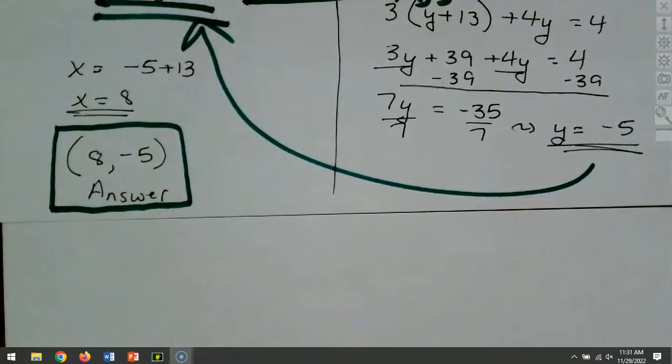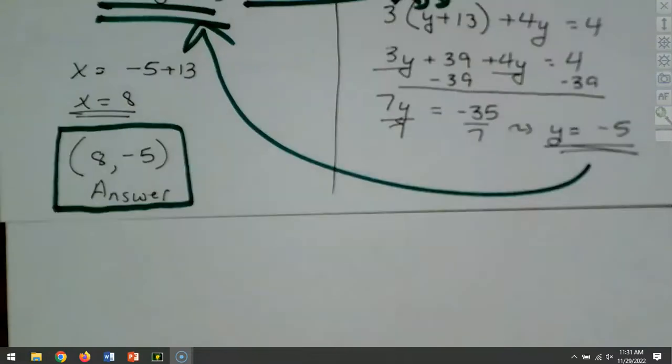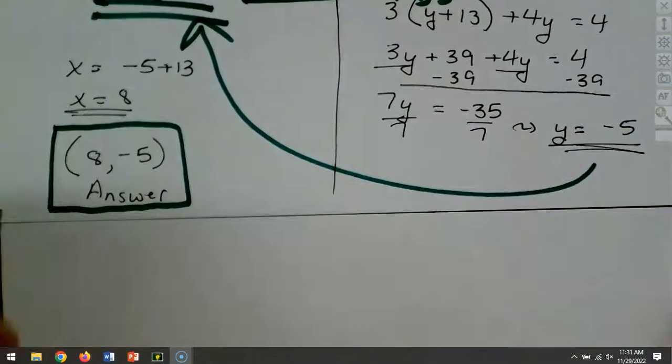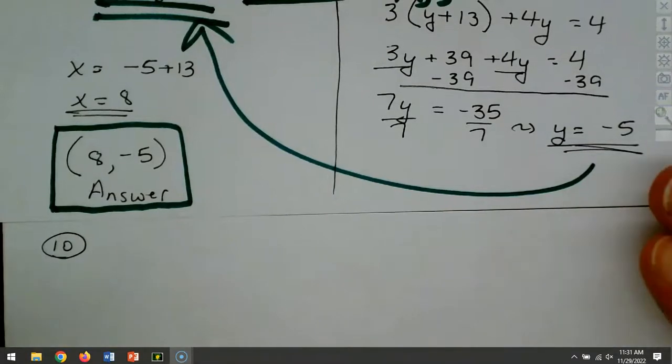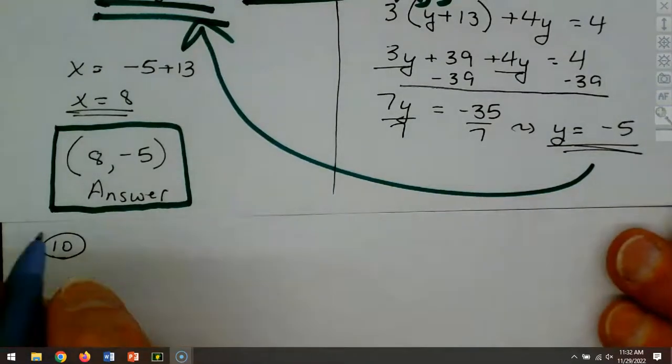Let's try another one. How about we look at, that was question 8. How about we look at question 10? Question 10 is actually easy. Yep, these are substitution on these. Yep, both of these are going to be solved with substitution.